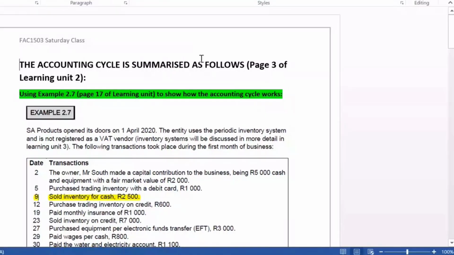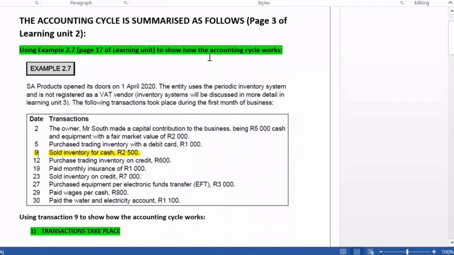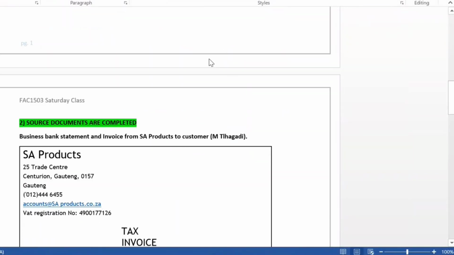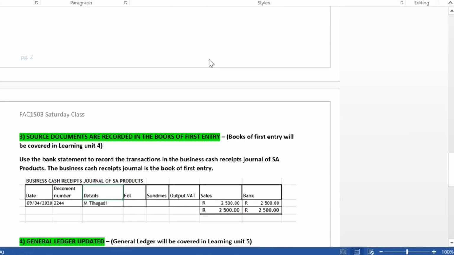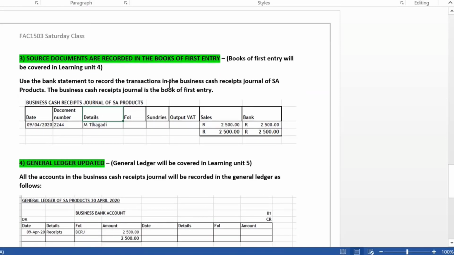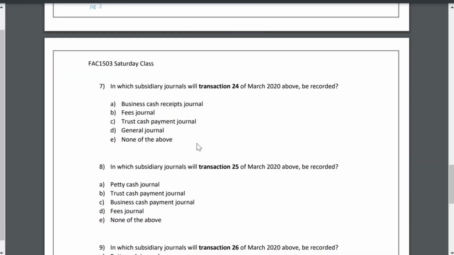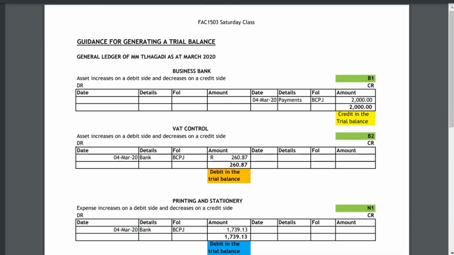So guys, I want to show you the accounting cycle. Point number 3 is recording transactions in the books of first entry. Source documents are recorded in the books of first entry. This is what we're doing now in Learning Unit 4.